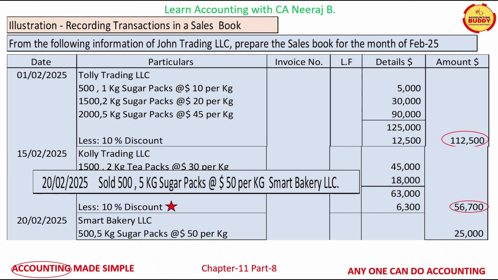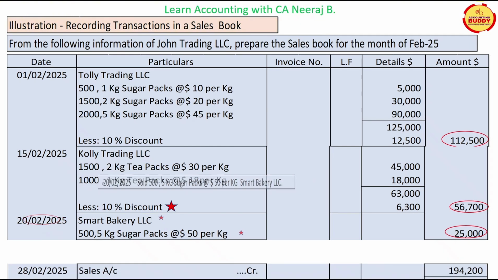This transaction will be recorded on 20th of February 25, that is the date on which the transaction actually occurred. The name of the customer, Smart Bakery LLC, along with the complete description of the goods sold is mentioned under the particulars column. The value of the goods sold, that is $25,000, will be mentioned under the amount column.